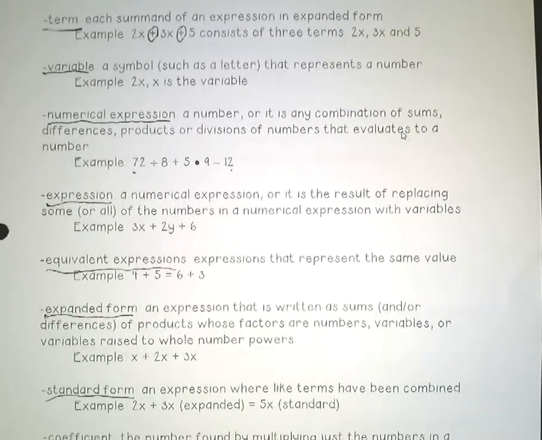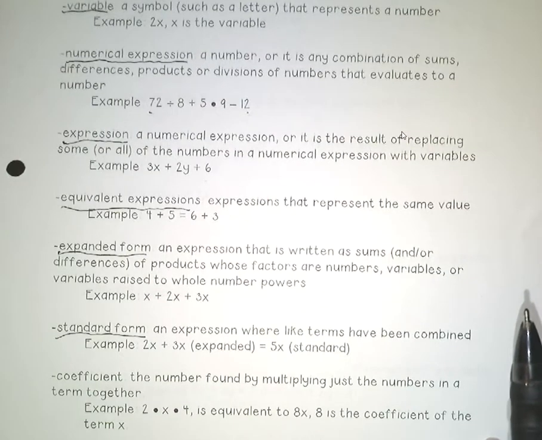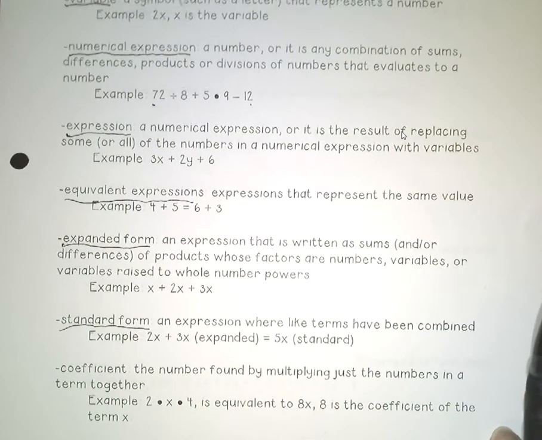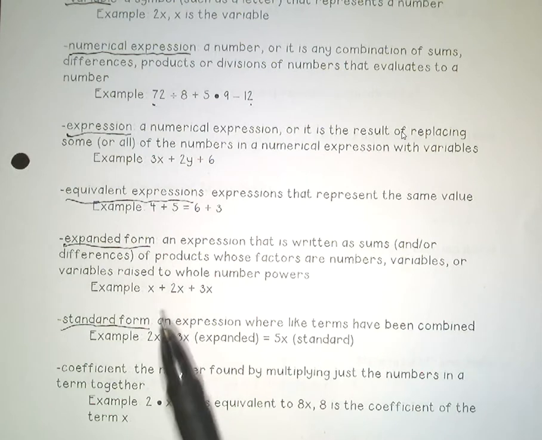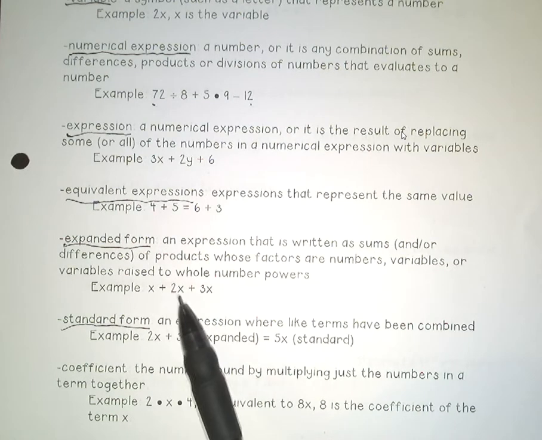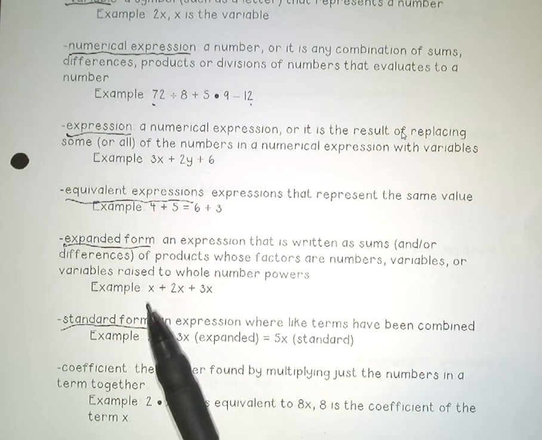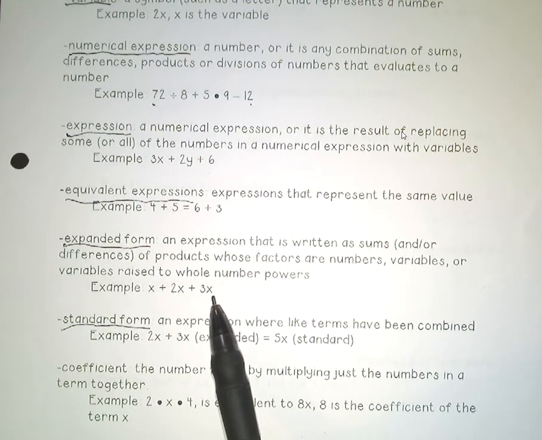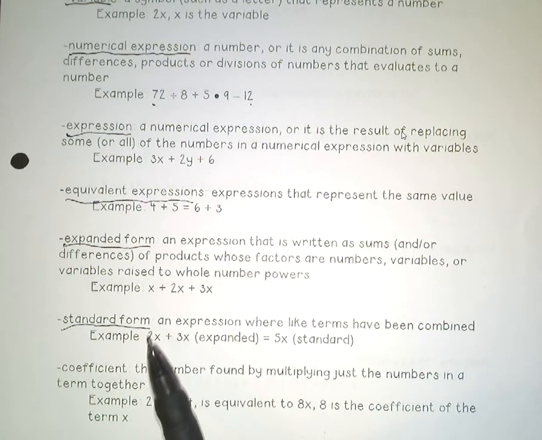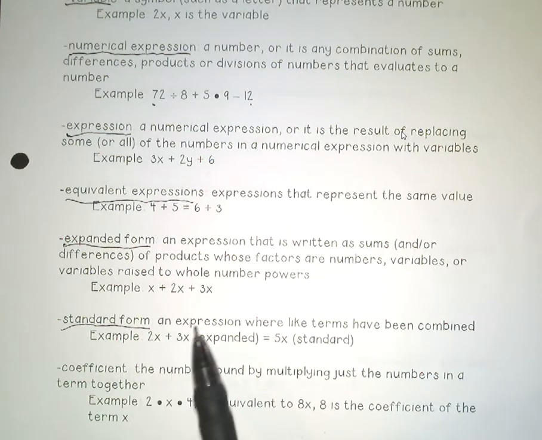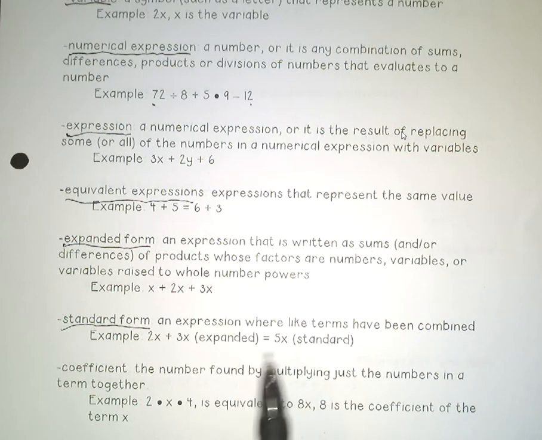And I totally forgot to move my paper. Sorry. So again, you didn't see the expanded form. Expanded form is x plus 2x plus 3x. It's a bunch of terms that I actually can combine. And standard form, it's an expression where there is nothing else to combine. So for example, 2x plus 3x is expanded form. But when I combine them, I will have 5x. And 5x is standard form. There is nothing else to combine.